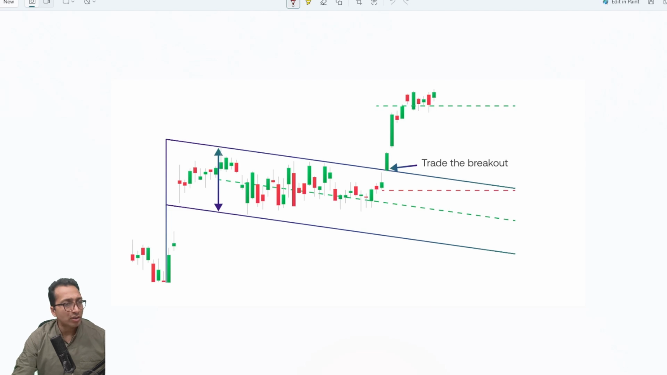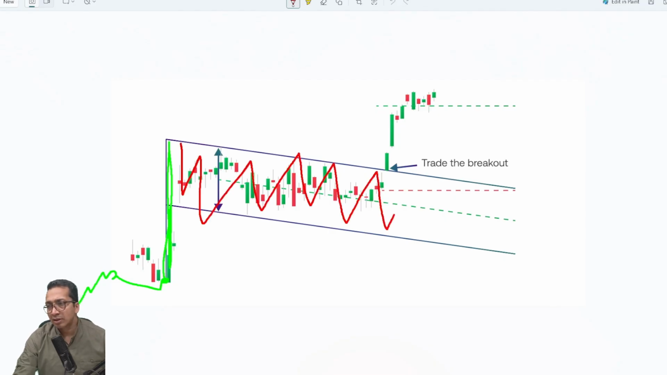Now let's talk about another pattern, which is a flag pattern. It can happen in both ways. Right now the example we are taking is that the market has been going up, and after that it got stuck in a flag pattern. The market has gone here, and now it has created a pole of this flag, and after that the market gets stuck in an upper and lower parallel kind of range.